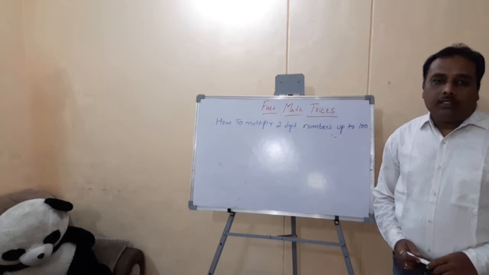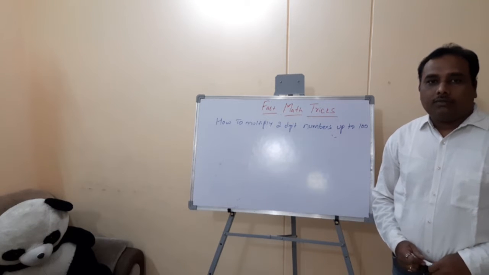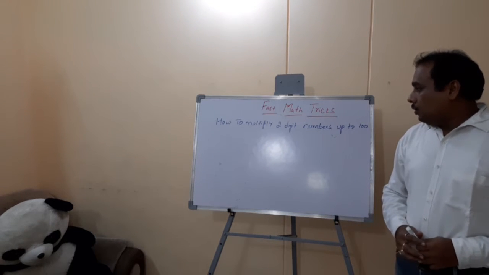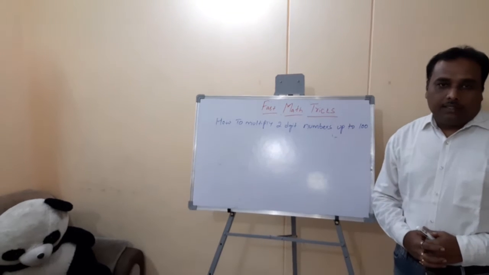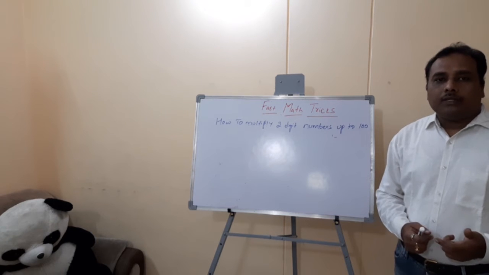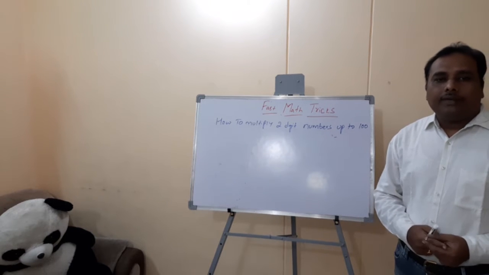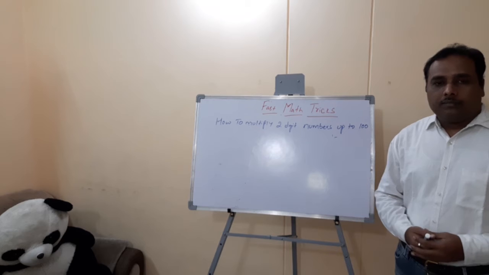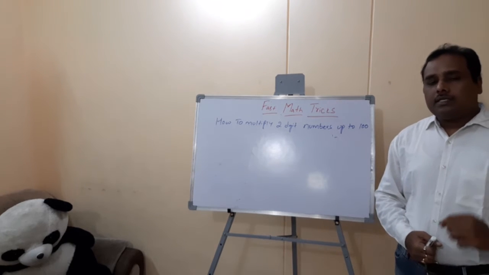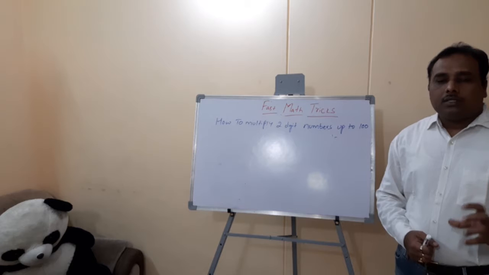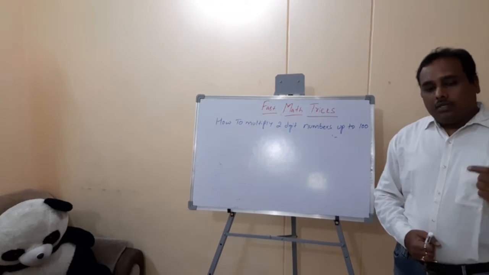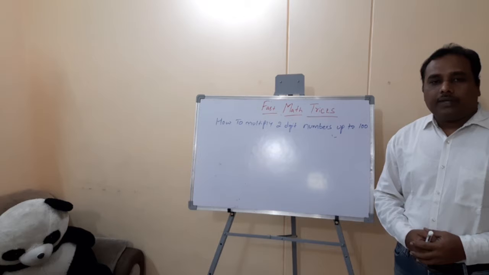Today we are going to learn in Fast Maths one very easy trick: how to multiply two-digit numbers up to 100. Normally in your daily life you have to multiply two-digit numbers and you find it very difficult and may take more time. It is not that you can't solve the problem, but when you learn these tricks you can do these problems easily and in a fraction of a second. So watch this video so that we can understand these tricks.